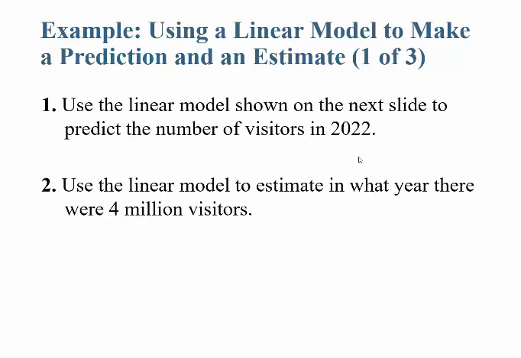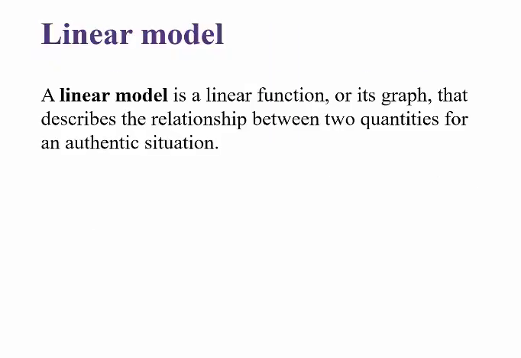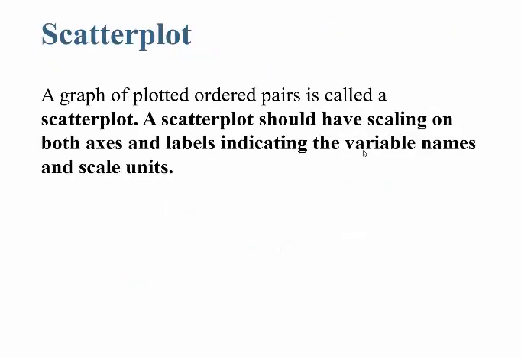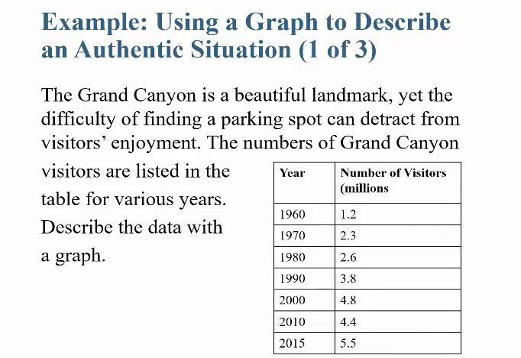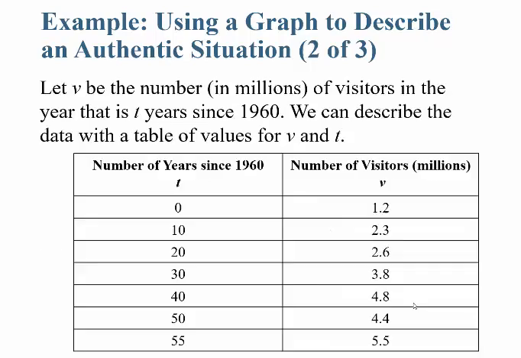All right, so the next example. Let's use a linear model to make a prediction and an estimate. I'm going to use the linear model shown on the next slide to predict how many visitors there will be in the year 2022. So it's a few years from now. How many visitors will we have in 2022? If you look back at this table, we don't know how many visitors there are in 2022. We want to use the model, or the trend, to guess.